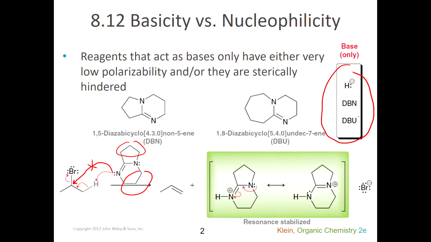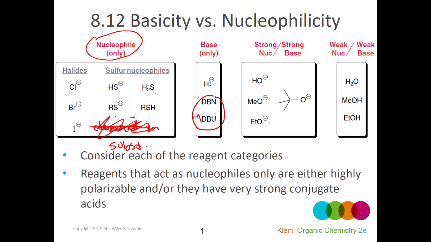They'll pretty much most of the time result in an E2 elimination, because in the case of the H- it's very unstable. It needs to pick up a proton and balance its charge. And in the case of the DBN and DBU, when they pick up a proton, they're stabilized by resonance, and so they are actually pretty strong bases and pretty effective at picking up protons right away in the first step to push out the leaving group, assuming that you have a good leaving group.